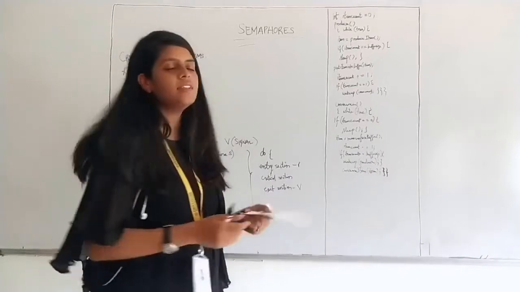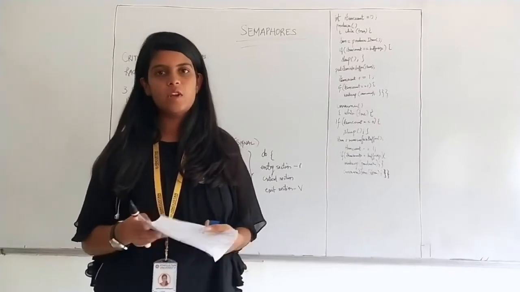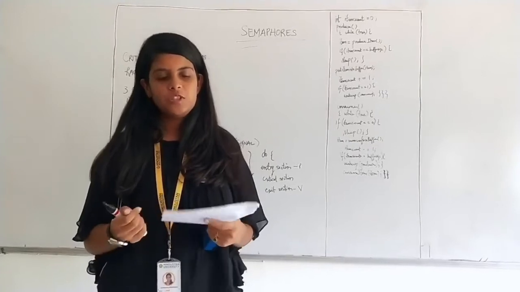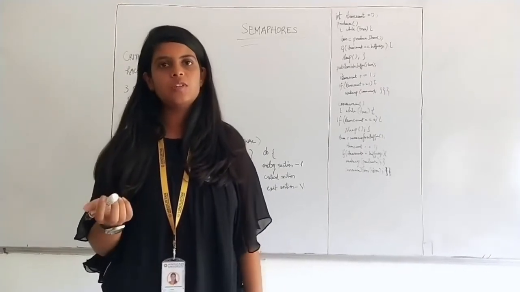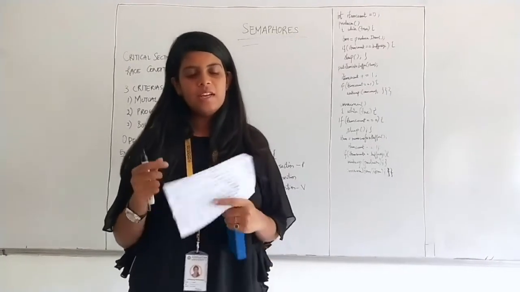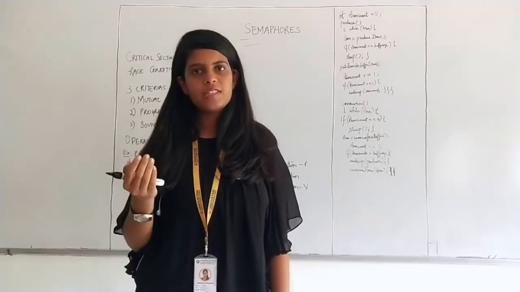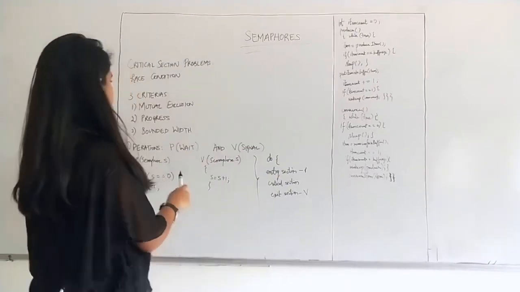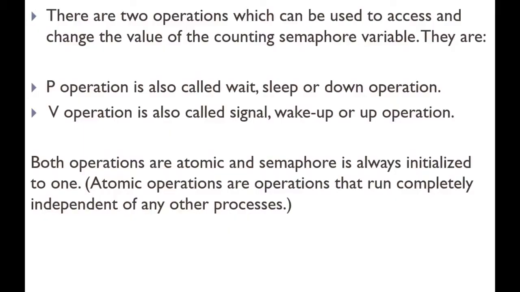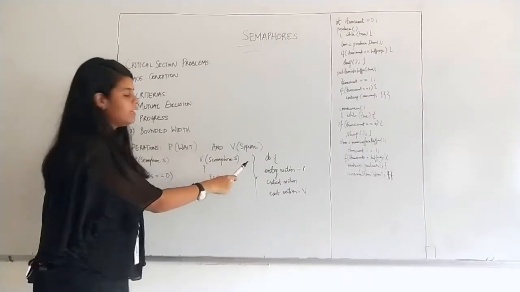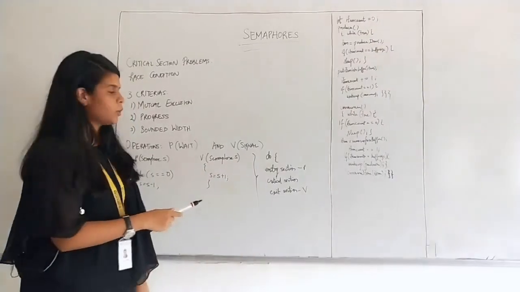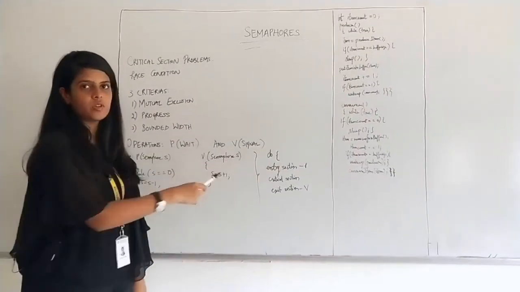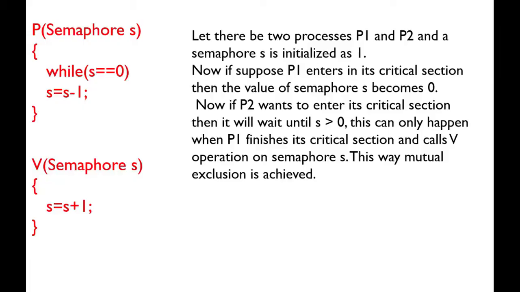A semaphore in an operating system is just a normal integer variable. It is used to access a common resource in multi-programming systems. It decides the order of execution of processes and how it manages the resources. In semaphores there are two operations, that is P and V. The P operation is also called the wait operation and the V operation is also called the signal operation.